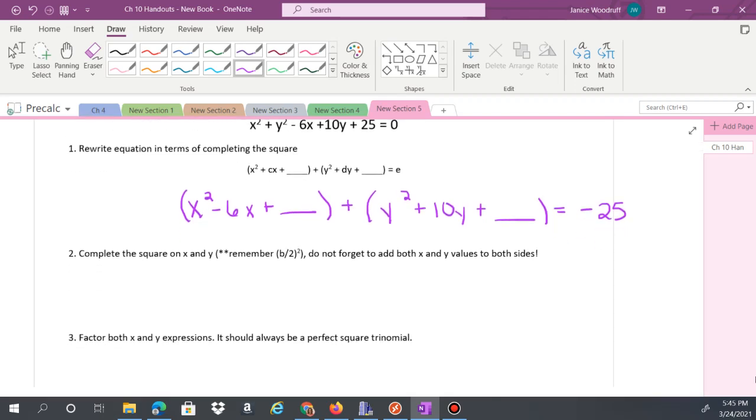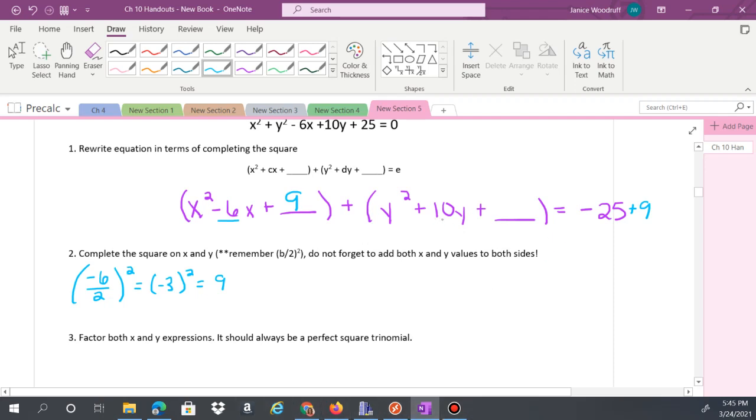Okay, the next step is to complete the square on both the x term and the y term. So that is, remember, b over 2 squared on both of these terms. So I'm going to take my negative 6. I'm going to go negative 6 over 2 squared. So that's going to give me negative 3 squared. It's going to give me 9. So that means I'm going to do x squared minus 6x plus 9. If I add 9 on the left, I also have to add it on the right. So I have a negative 25 plus 9.